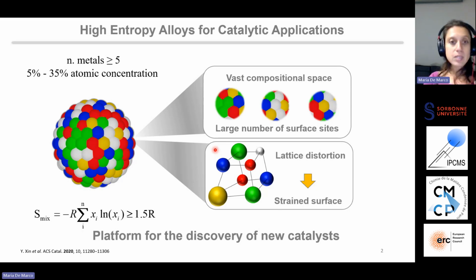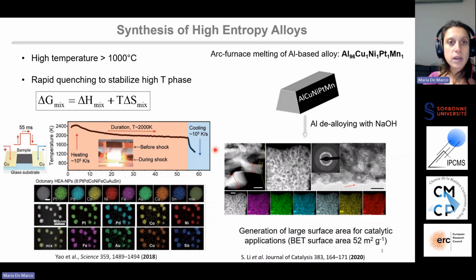Typical synthetic approaches to high-entropy alloys require very high temperature, which is needed to achieve a state in which the entropic contribution to the mixing free energy is predominant, followed by rapid quenching to room temperature in order to stabilize the high temperature, high entropy phase in room condition. Of course, when we are looking at catalysis, we want to increase the specific surface area of our materials in order to maximize the catalytic activity. And therefore, a common approach is to produce aluminum-based alloys, which then undergo dealloying to obtain porous high-entropy alloy.